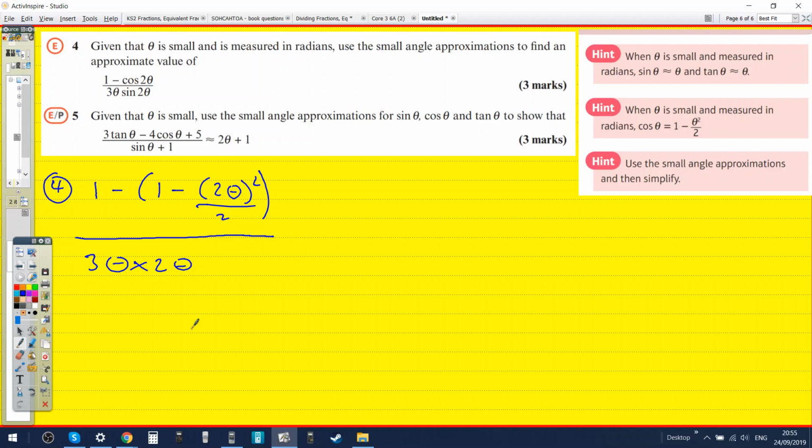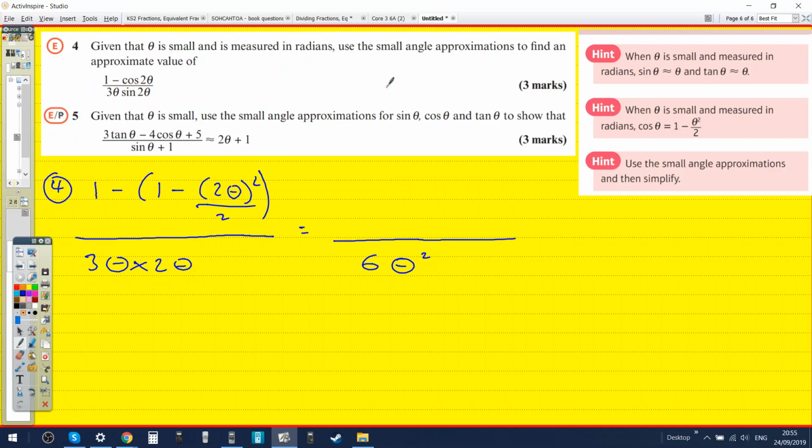What is 3 times 2? Oh, 6. Yeah. Theta times... and what's theta times theta? Oh, theta squared. Yeah. And I did the wrong one. The top one wrong as well. Oh, no. Did I? So what was on top, sorry?